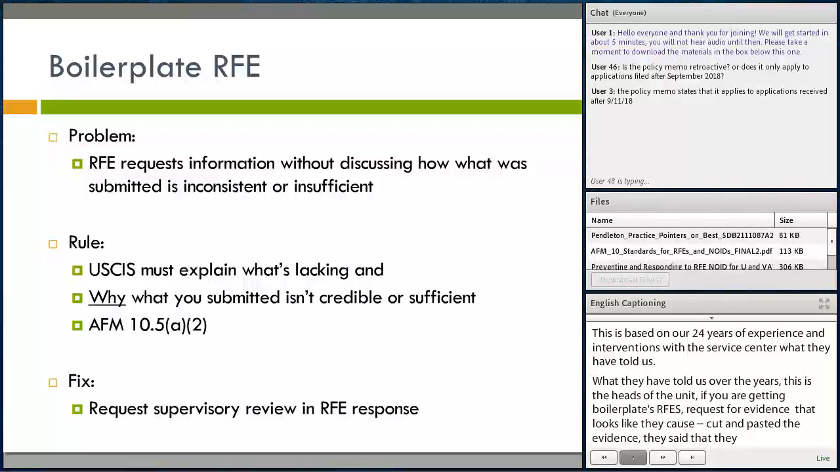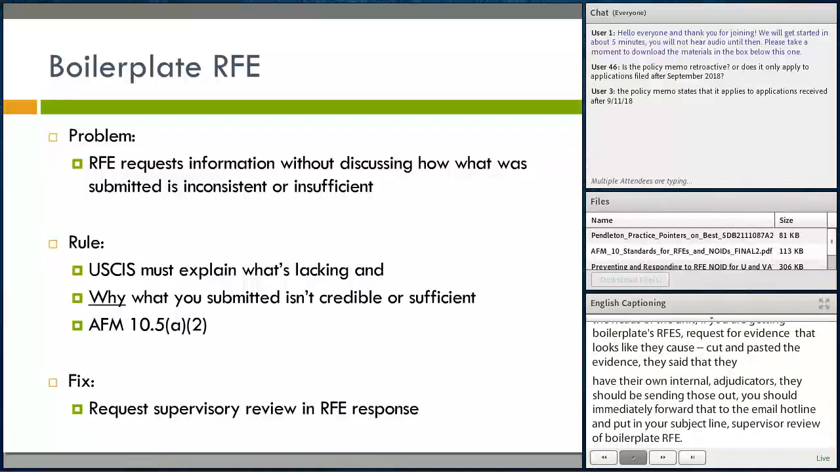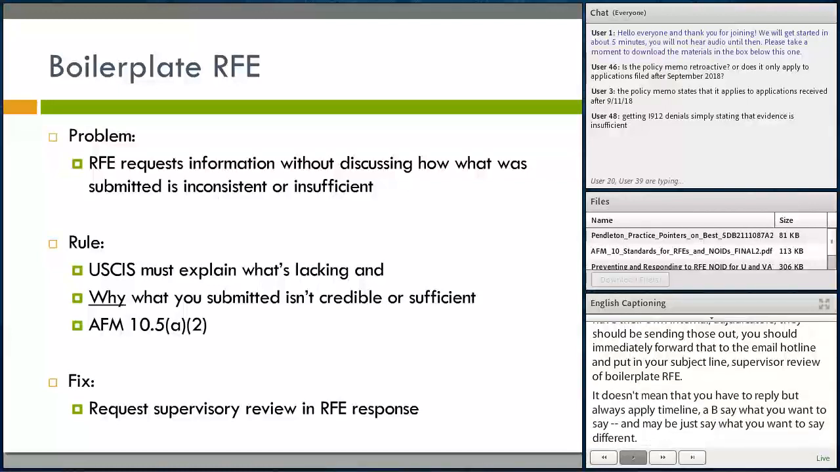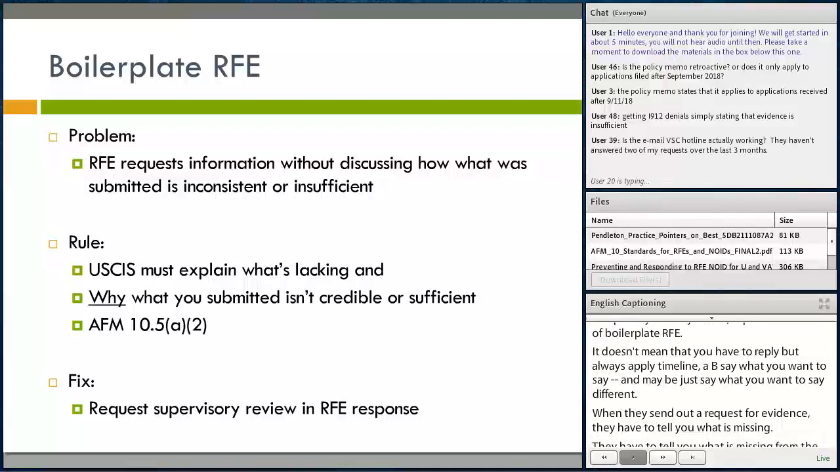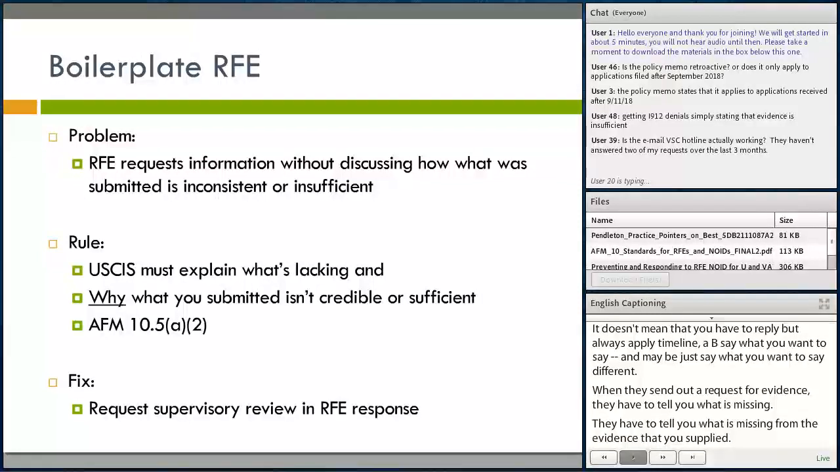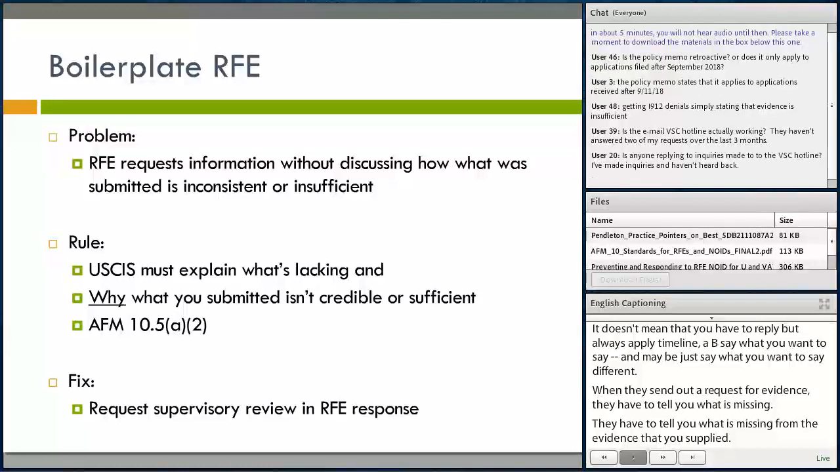And you should immediately forward that to the email hotline and put in your subject line, supervisor review of boilerplate RFE. Doesn't mean you don't have to reply. I think a common theme you're going to hear is this: always reply timely. It's just what you're going to say may be different in the context. The rule that the heads of the unit and headquarters agree on is that when they send out a request for evidence, they have to tell you what's missing in the evidence that you supplied, and they're supposed to discuss all of the evidence you supply and explain why it's not credible or, put together, it's insufficient.